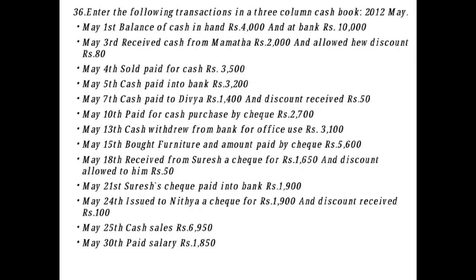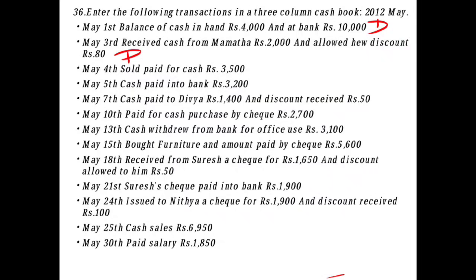Enter the following transactions in a two column cash book. Okay, May 1st they have given balance in hand 4000 and at bank, both you should write on the debit side as balance brought down, cash column 4000, bank column 10,000. And received cash from Mamta 2000 and allowed her discount 80.